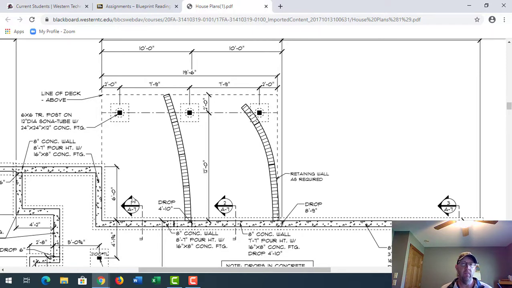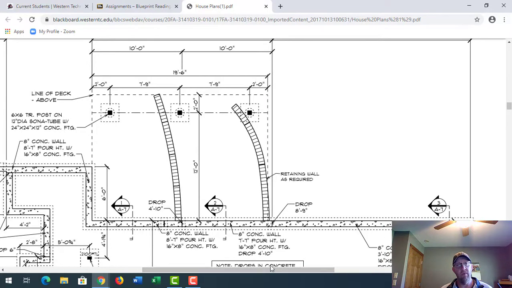And then if you see this triangular dark thing here, what that means is this would be a cross section, or a section, as if you were looking at it from this direction. The direction the arrow points is the direction that you're looking. This one here would be drawing 2, sheet A7, and drawing 3, sheet A7. That's letting me know that I'm going to find some more detailed information on that sheet.